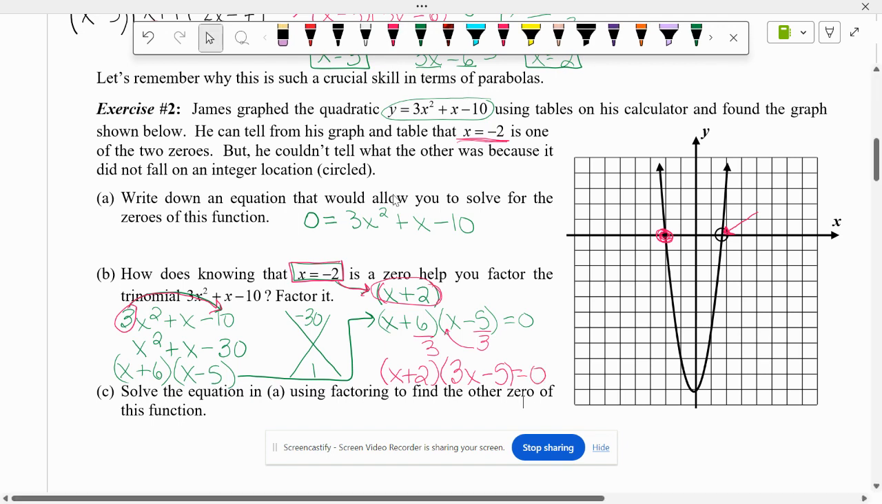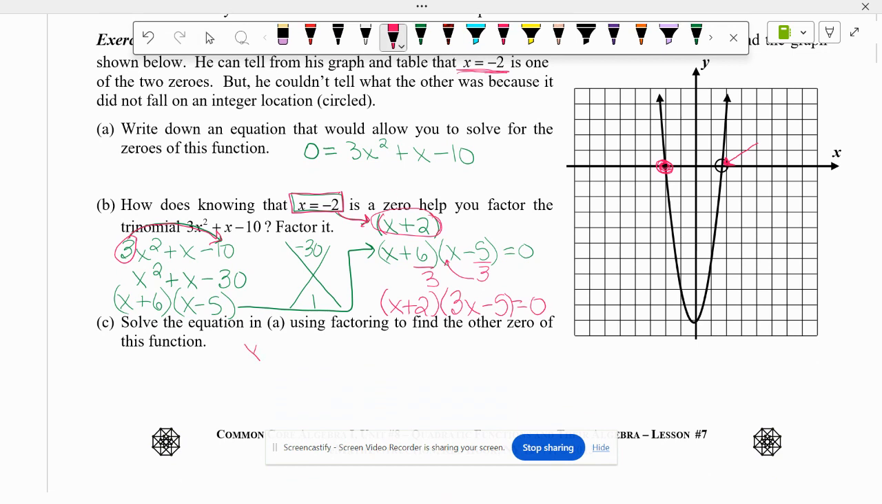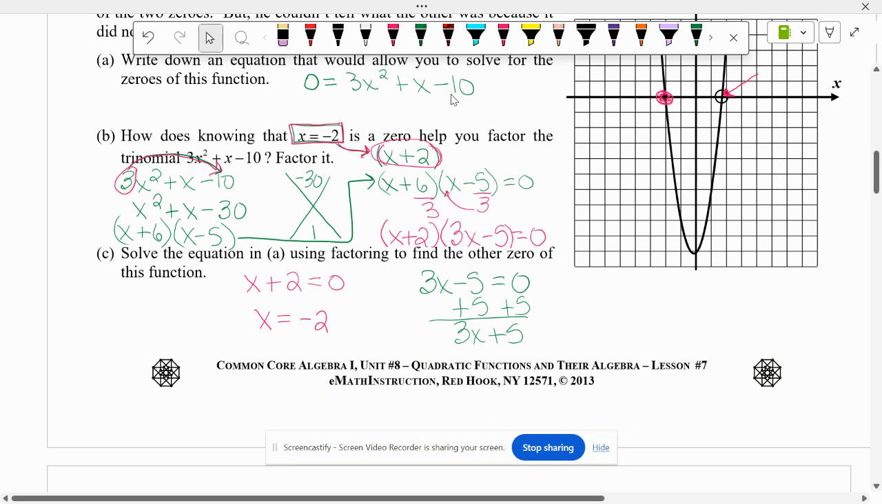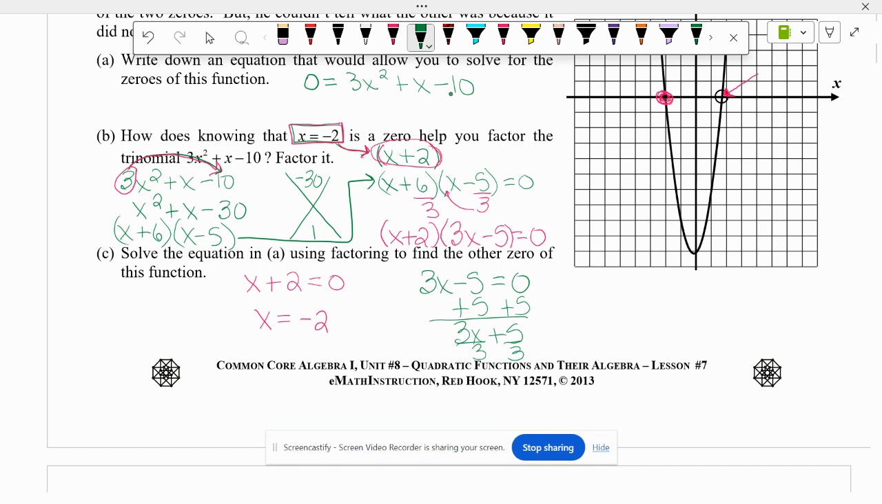So we have to solve this equation using factoring. Well, I know that if my first factor, x plus 2 equals 0, the root or the solution is negative 2. And we already know that because it's graphed. We were told that actually in the very beginning of the reading. But I have to solve 3x minus 5 equals 0. Well, I'm going to add 5 to both sides first. So that gives me 3x equals 5. And now I want to divide both sides by 3. And when I divide both sides by 3, I find out that x equals 5 thirds.